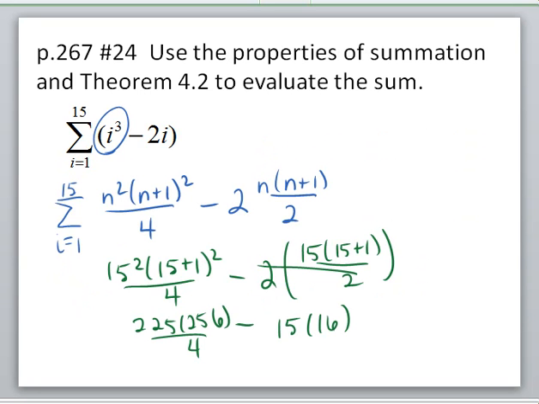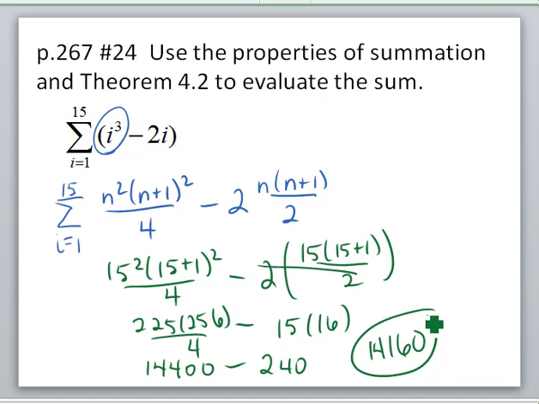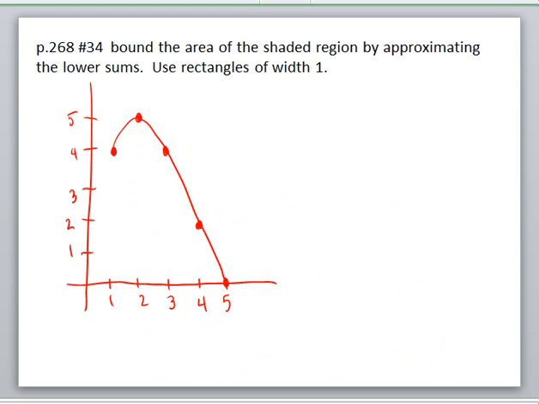I got cut off and I didn't finish the problem on the last video, so I do want to go ahead and do that. When you complete this fraction, you get 14,400 minus 240 for the final answer of 14,160.